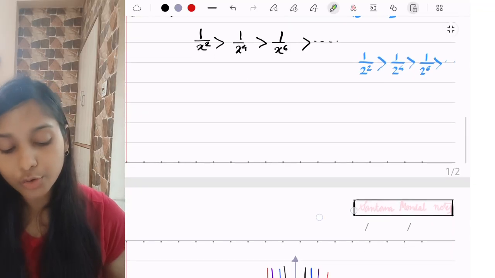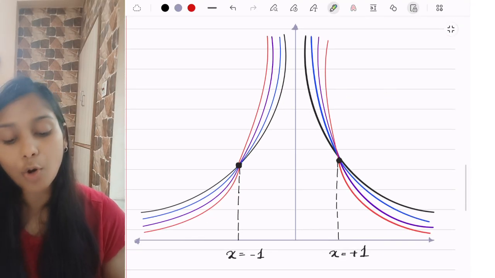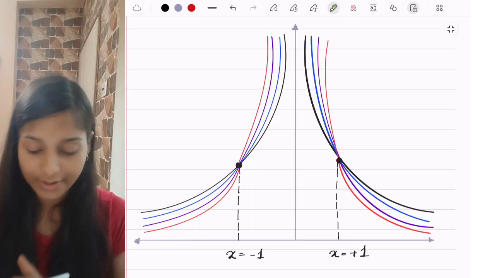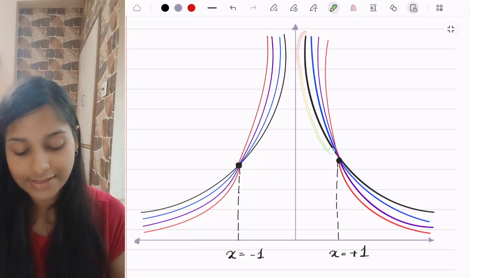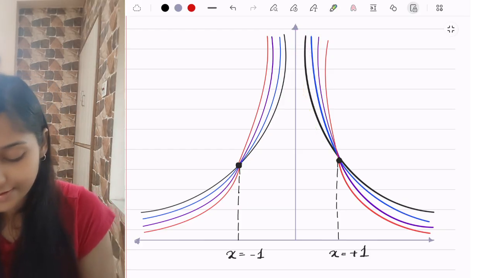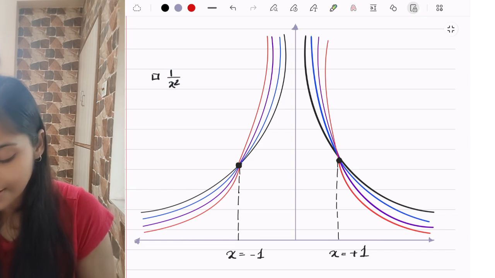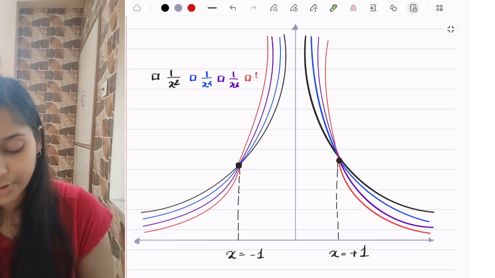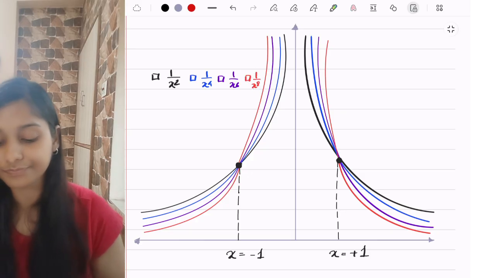Okay, now moving on to the graphs, we have already plotted the graph of the function y equals to 1 by x square. So that is the graph of the function, this black color. So let me denote the black color here as 1 by x square. Next is the blue color. Blue one is the 1 by x power 4. Next is the purple one, which is 1 by x power 6. And lastly, the red one, which is 1 by x power 8.